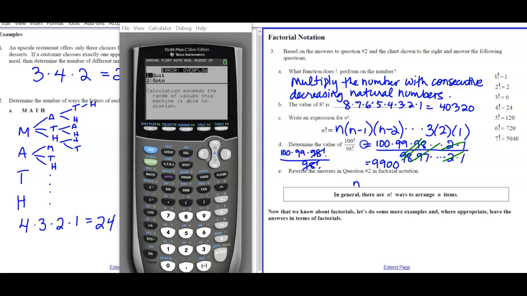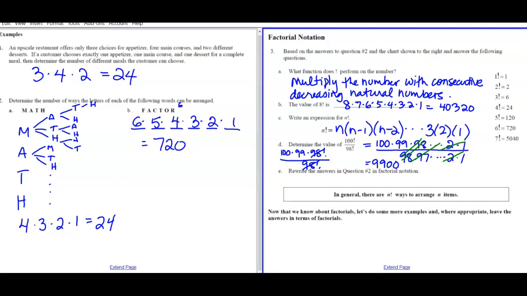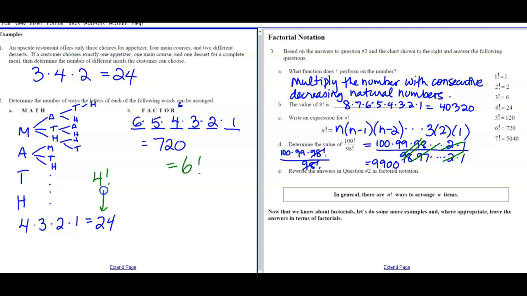So it says write the questions in the number 2 in factorial. So here, this would be 4 factorial. This would be 6 factorial.